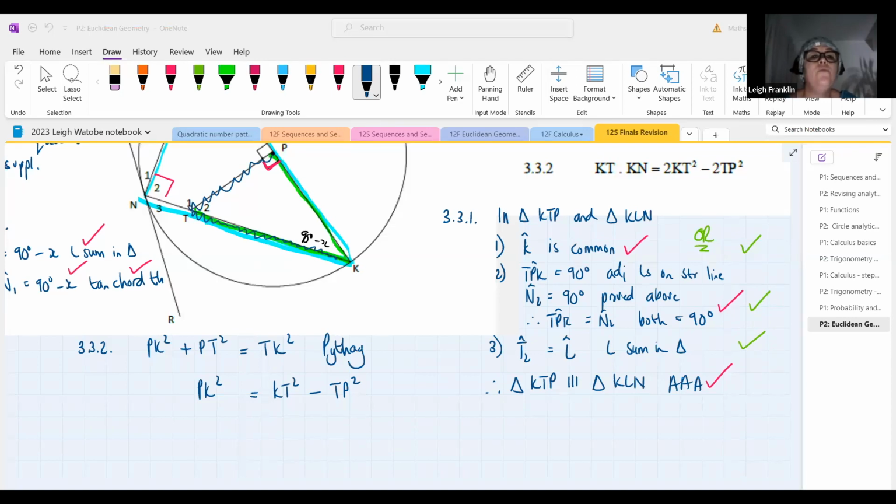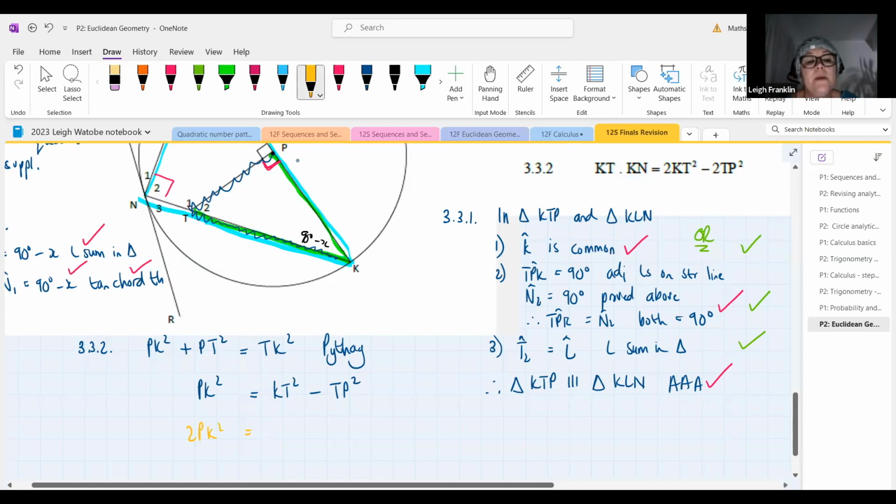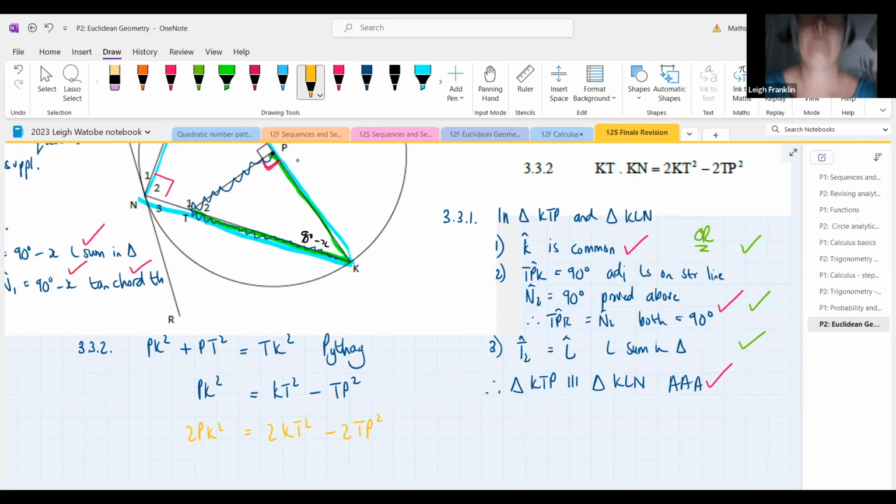Okay, so in other words, I'll just put this in yellow. If I multiplied this by 2, it would be 2 PK squared would be equal to 2 KT squared minus 2 TP squared. Is everybody happy with that? I've just multiplied through by 2. So I've multiplied every term in the equation by 2. Is that cool? Does it make sense, everyone?